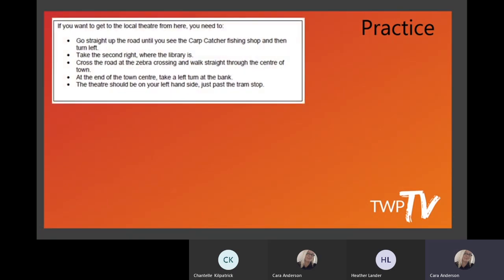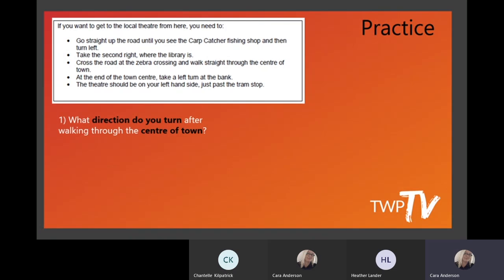Okay, so another different practice. So this time, these are a set of directions. Okay, so have a read through the directions. Might even be nice and read them to you. So if you want to get to the local theatre from here, you need to. Okay, so just by reading that top line, you know it's a set of directions. So if this was an exam question and this was my text, you're not going to be as lucky. Your text is going to be a hell of a lot bigger than this.